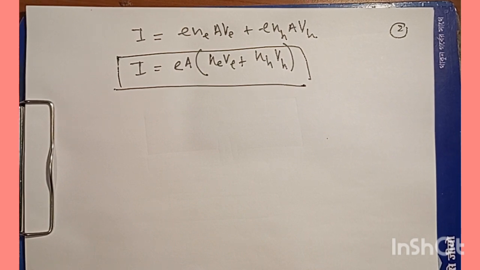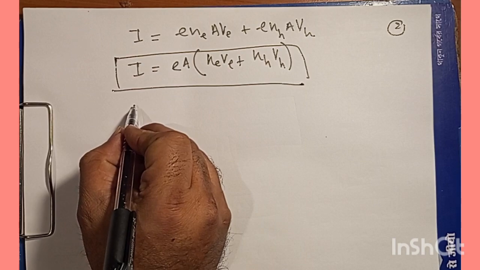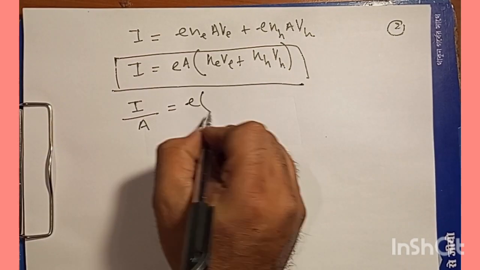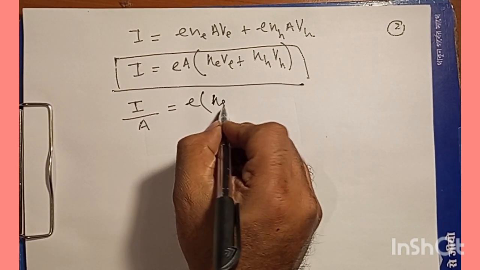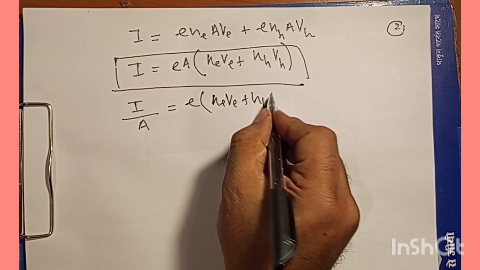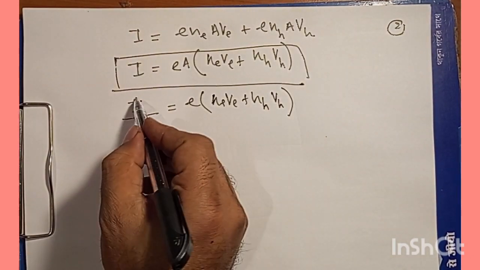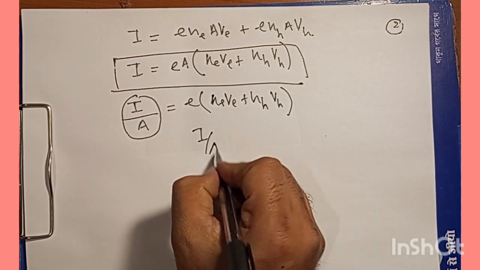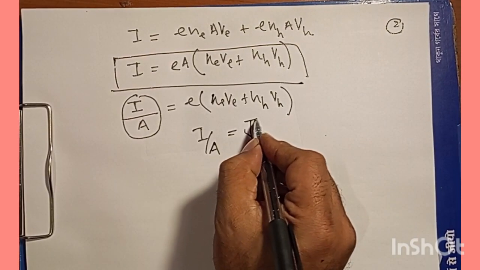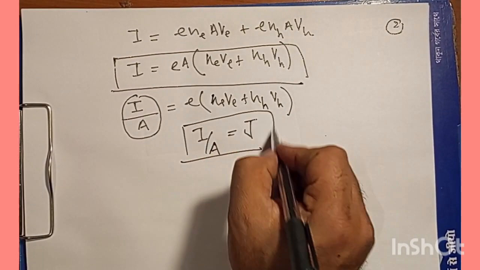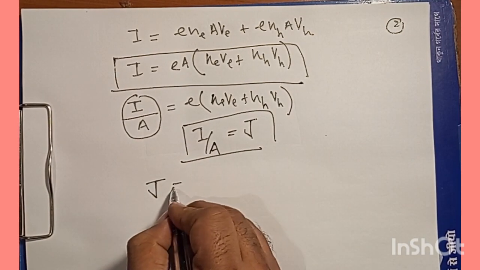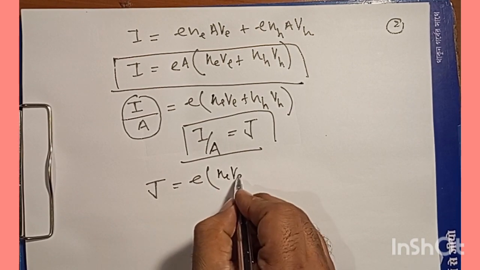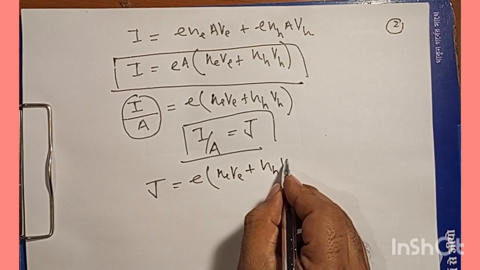Now, if we proceed from here, we can have this current divided by A equal to e times (Ne Ve plus Nh Vh). Now, this is current by area. This I by A, we call it current density, and it is symbolized as J. And we can use this J here, and J must be e times (Ne Ve plus Nh Vh).